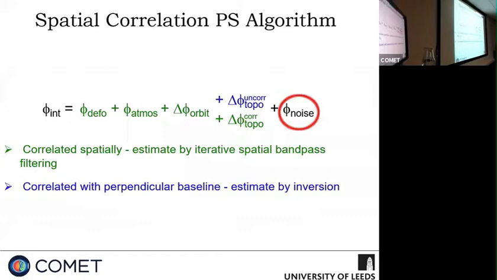So the spatially uncorrelated part of the topographic error is still correlated with perpendicular baselines. That's the same thing we used in the temporal model: the topographic error is directly proportional to your perpendicular baseline. So we can estimate that bit by fitting a line through our phase values as a function of the baseline.